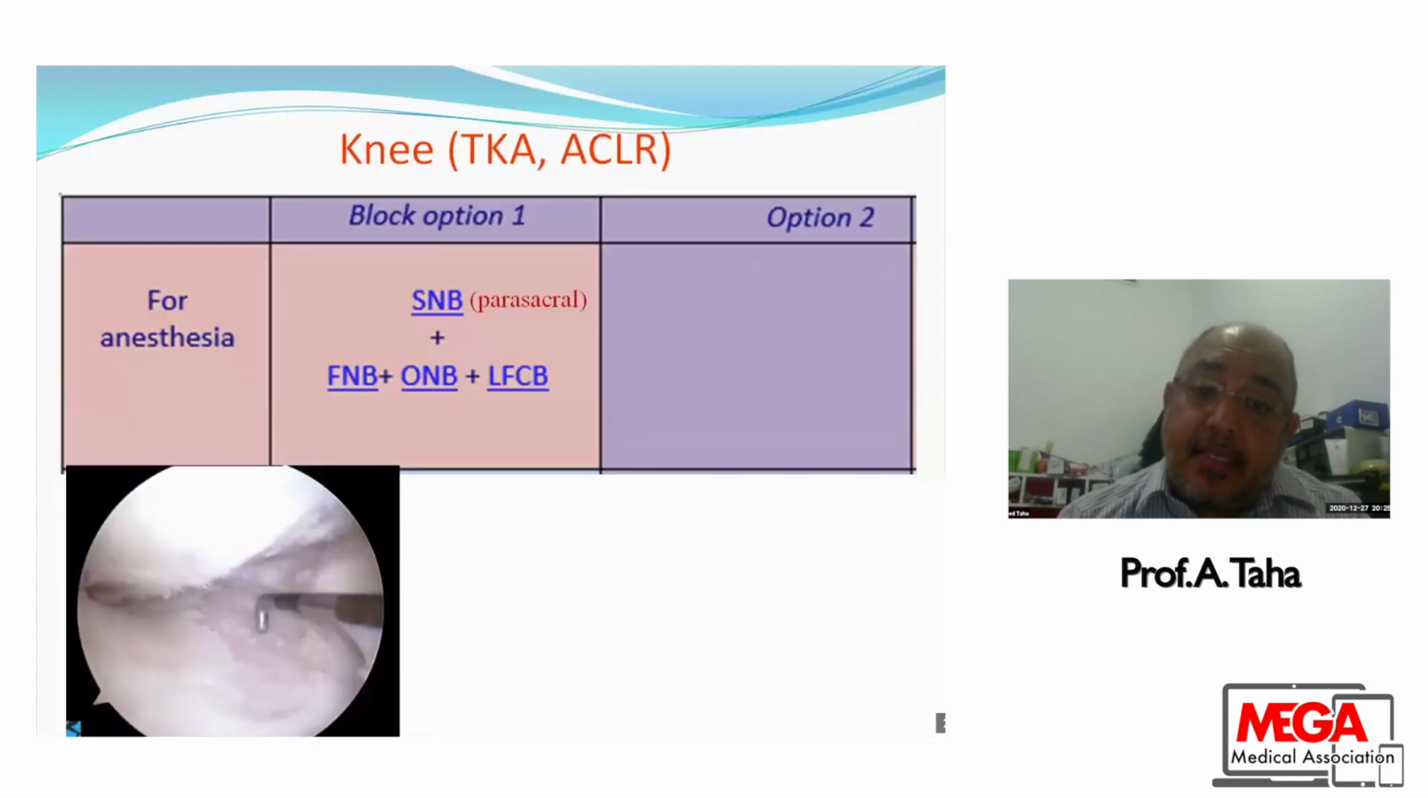In knee arthroscopy, it's the same. The same blocks can be used. However, nerve block is not an advantage in knee arthroscopy because usually the patient is discharged the same day. So if the patient is healthy, no need to give nerve block, it's just general anesthesia.